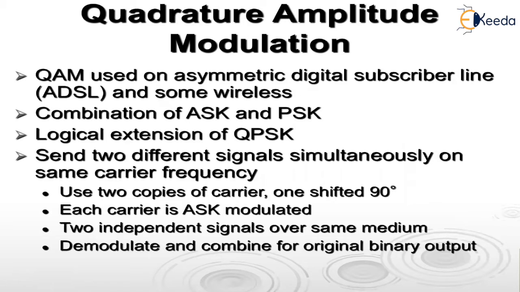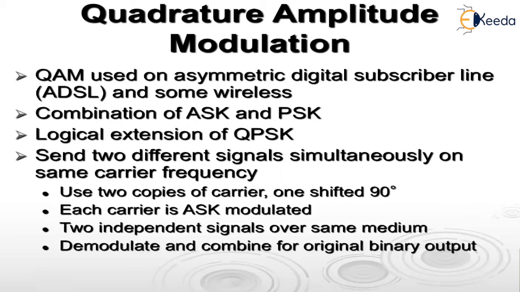Quadrature amplitude modulation, QAM, is a popular analog signaling technique that is used in asymmetric digital subscriber lines, that is ADSL lines, and in some wireless standards. The modulation technique is a combination of ASK and PSK. QAM can also be considered a logical extension of QPSK.